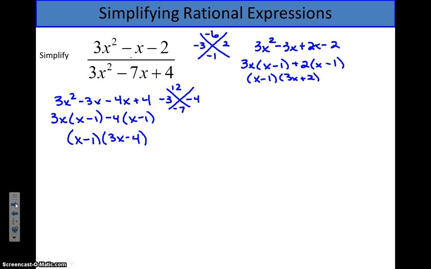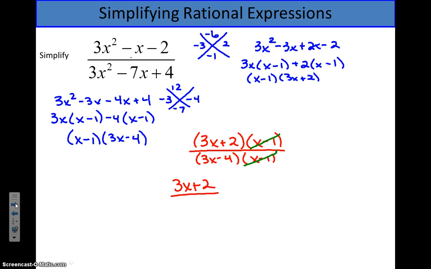So then in order to rewrite this rational expression in a factored form, it would look like 3x plus 2 times x minus 1 divided by 3x minus 4 times x minus 1. And since we have a common factor of x minus 1 in both the numerator and denominator, we can simplify, and so we are left with 3x plus 2 over 3x minus 4.